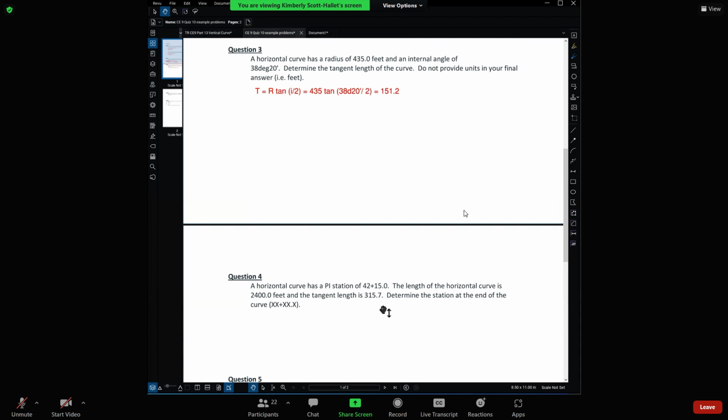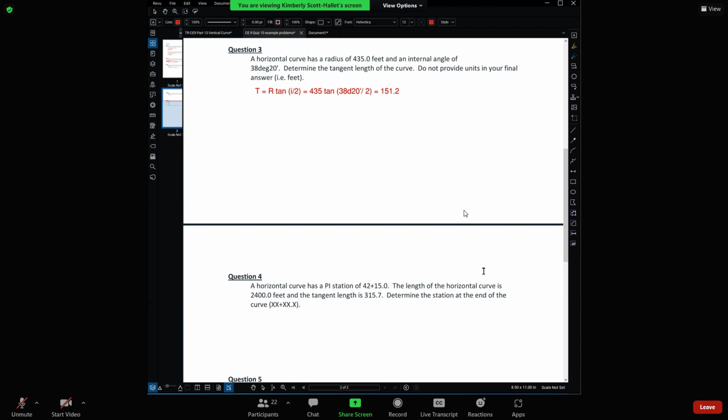Okay, the next question, there was a typo in here, but it does not affect the final answer, but the numbers theoretically don't make sense. We have a horizontal curve with a PI station of 4215. A length of the horizontal curve is 2,400 feet and the tangent length is 315.7. I can tell you right now, if you have a tangent length of 315.7, you can't have a horizontal curve length of 240. But regardless, it doesn't impact the final answer. Just geometry-wise, this would never be realistic.